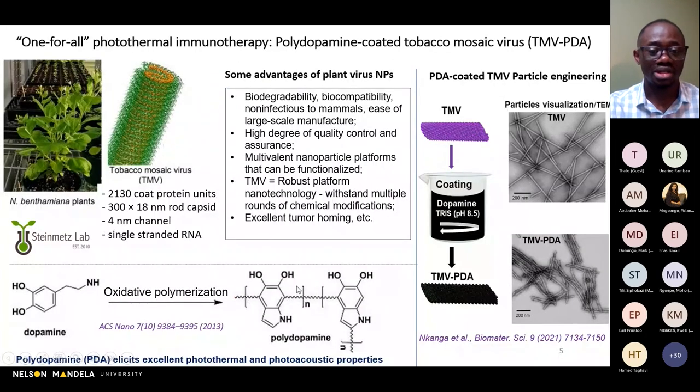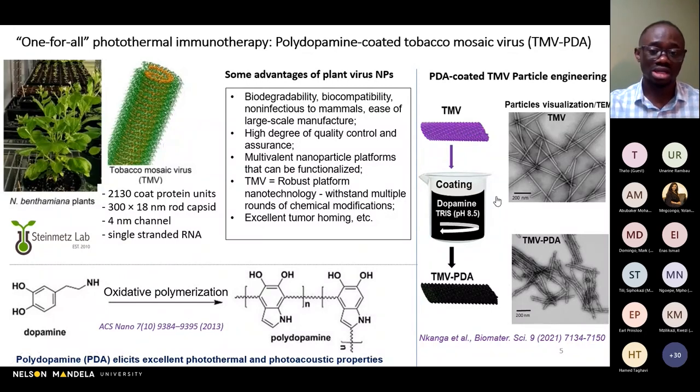And then the polydopamine will be formed. The advantage of polydopamine is that it gathers quite a number of photoactivities, including excellent photothermal capability. It's able to convert light into heat, and also has photoacoustic properties. We have used the polydopamine-coated tobacco mosaic virus in the past for imaging studies to study distribution, how much that coat affects the distribution of the particles.